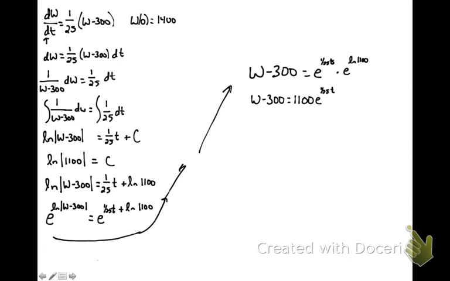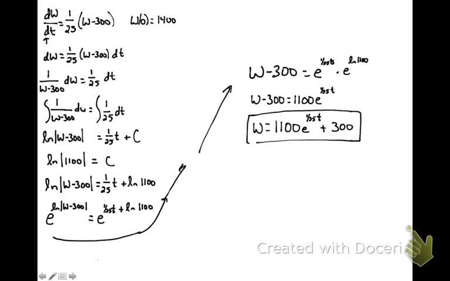When I add 300 to both sides, I've got my final equation, or the solution to this differential equation: w equals 1100 e to the 1/25 t plus 300. This is the specific solution to my original differential equation that had the initial condition that when t was 0, w was 1400. Again, let's review our steps.